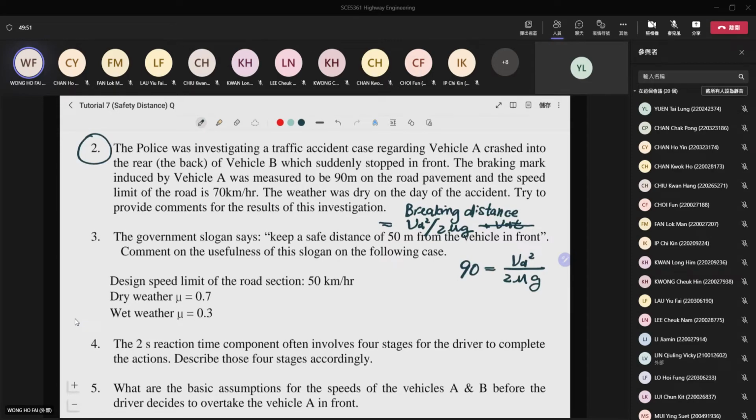The government slogan says keep a safety distance of 50 meters from the vehicle in front. Try to comment on the usefulness of this. Say the design speed is 50 km per hour, the dry weather mu is 0.7 and the wet weather mu is 0.3. It depends on the braking distance plus the reaction time. Right now, can you try to give your comment for these two conditions?